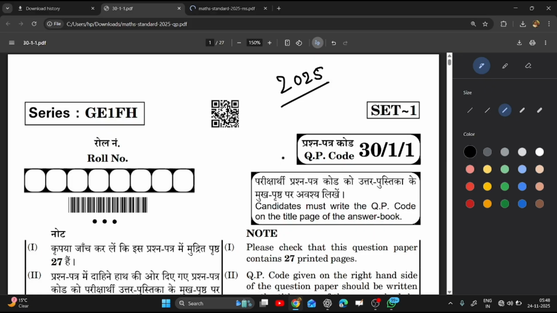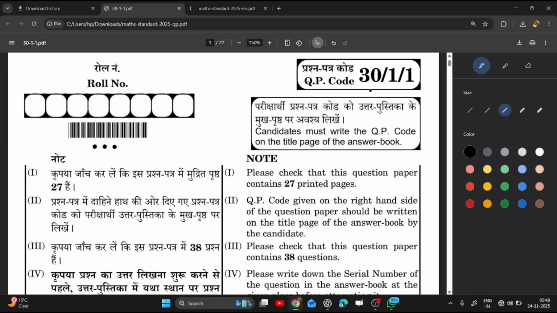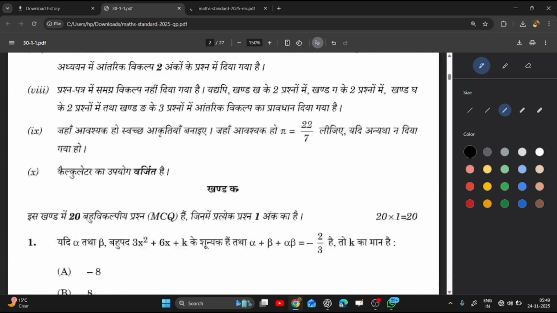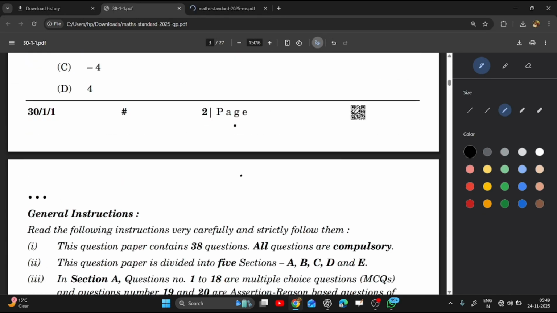In this video, we are going to discuss the previous year question paper of CBSE class 10 board exam 2025. So let's start with the first question. You can check here the question paper code of your paper. So let's start with the first question.